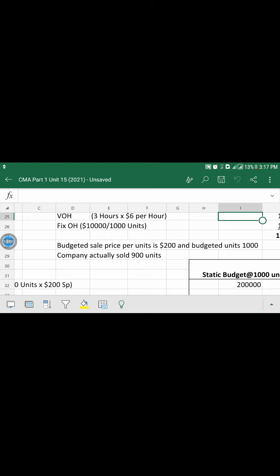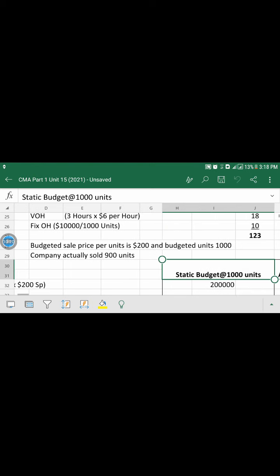In the static budget we see there is a budgeted activities level into budgeted cost or sales price per unit, budgeted sales price per unit. Okay, so that is the same price. Budgeted sales price per unit is $200, and budgeted unit is 10,000. Okay, definitely we will get also the same result.